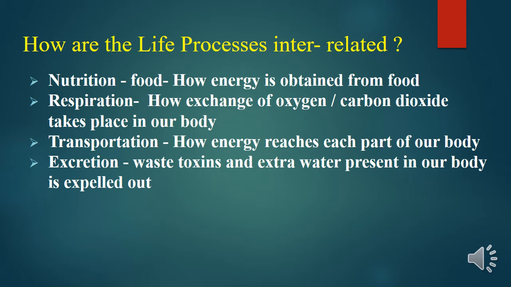Next, when the toxins are produced, it is the work of the transport system to carry that waste material from the cells to our excretory part, that is the kidneys. The excess waste water with the excess toxin present in our body will be carried to the kidneys, and from there it is excreted out as urine.